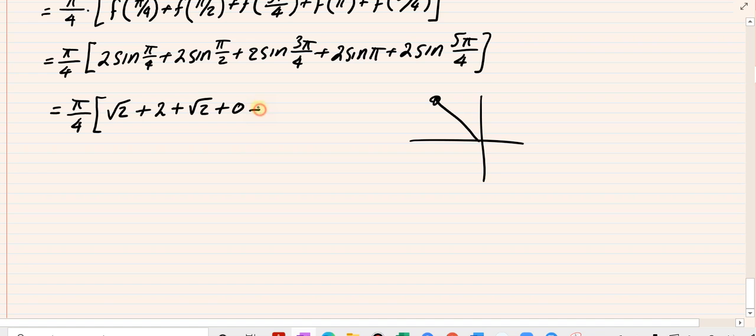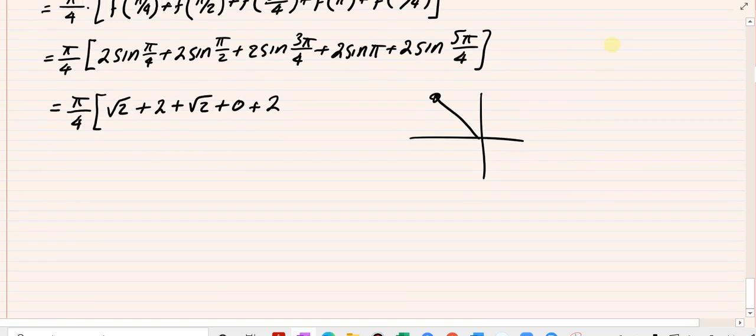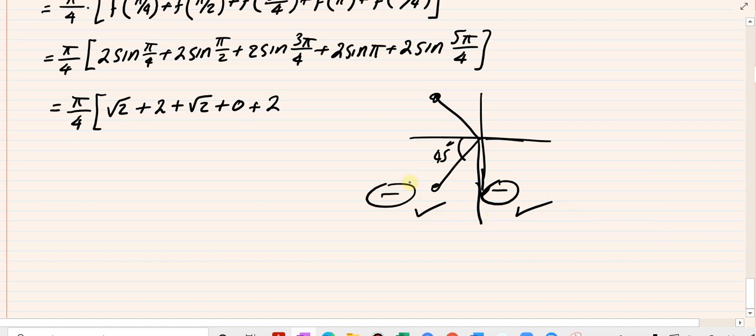And finally, the contribution from that last rectangle. Before I write it, notice we expect this to be a negative contribution, because it's below the x-axis. And sine of 5 pi over 4, the reference angle is 45 degrees, and sine is negative in the third and fourth quadrants. So that's going to be times negative root 2 over 2, which means negative root 2. You see, that's consistent with our graph.